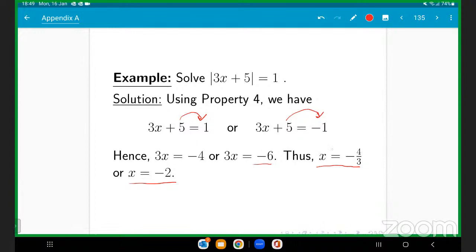If you plug either of these two solutions into the original equation, you should have no contradictions. The left-hand side and right-hand side should agree. Remember, the absolute value simply takes away the negative sign. So if you have this, for instance, that's equal to positive 5.